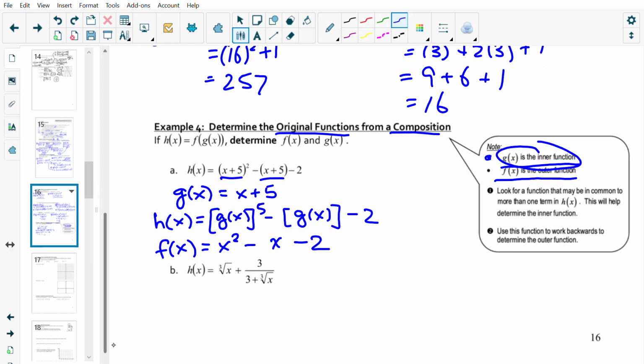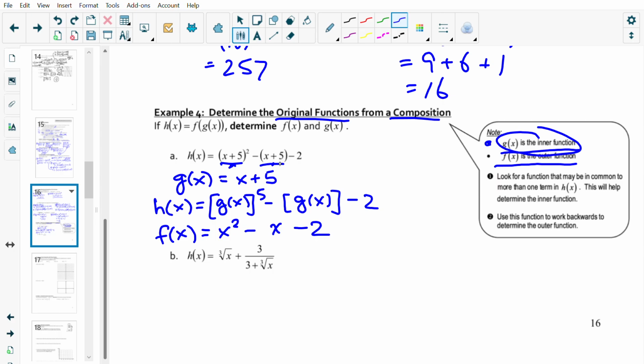Okay. Again, look for that common term. Okay, what about here? I see a common term of cube root of x.